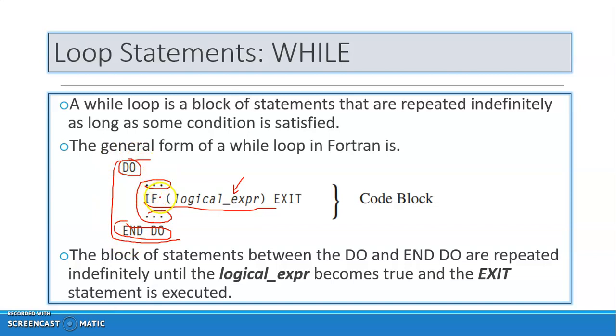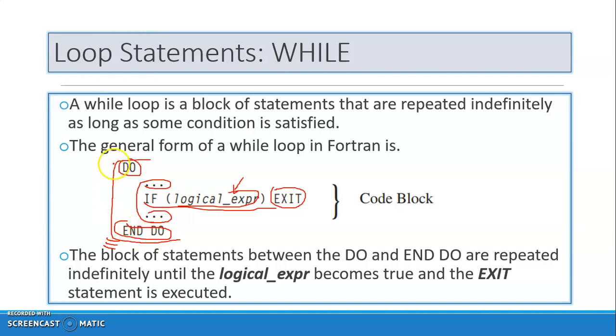Executing statements here, checking this one, if it's still false, it will execute here and repeat the loop. But the moment the if statement here evaluates to true, then the exit statement will be executed and our loop will terminate. And the statements after the loop will now start executing. We'll start executing the statement immediately after the end do, and the program will continue executing up to the end of the program. So that is the flow that we have for the while loop.